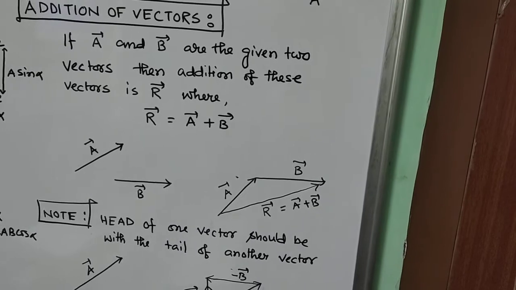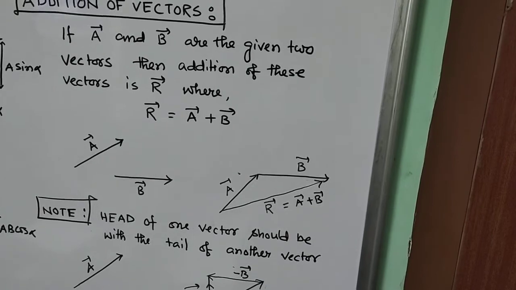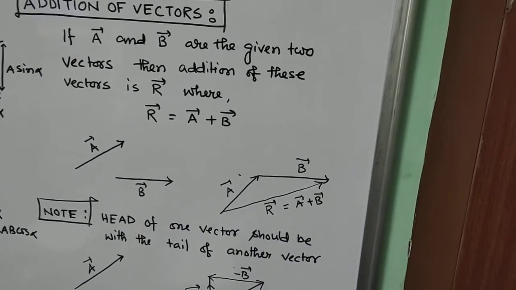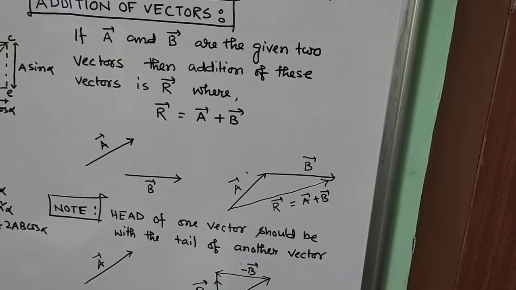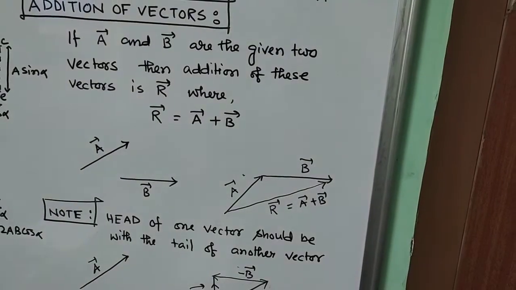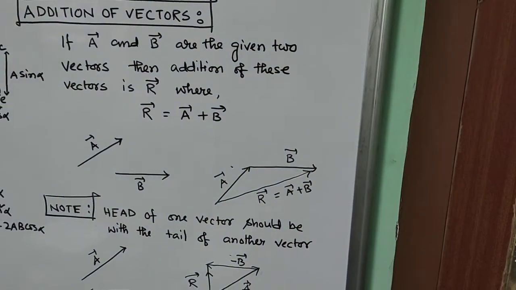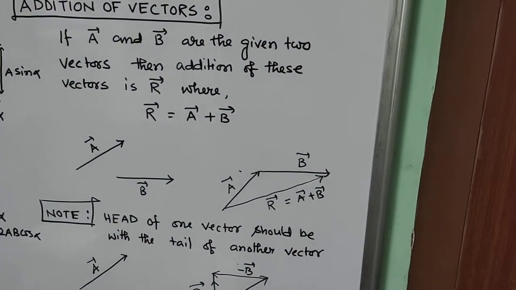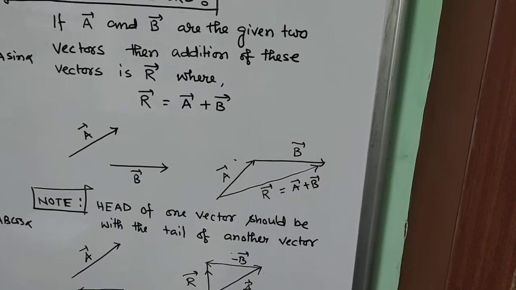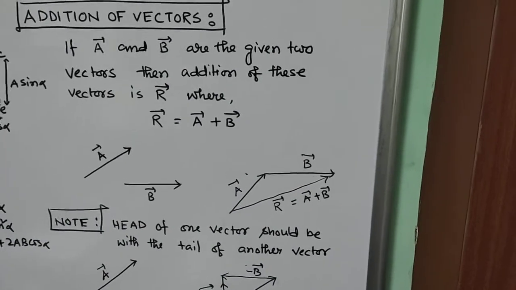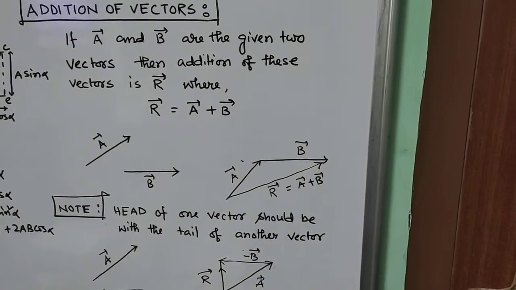So after dragging these two, I have to join the tail of a vector with the head of b vector. So as it starts from a to b, that's why direction is upward, and that one gives the resultant vector of a vector and b vector. So you see, a vector and b vector are in continuous direction, but r vector is in opposite direction, you can say. So this can be verified by triangle law later on. So I have written here, head of one vector should be with the tail of another vector.